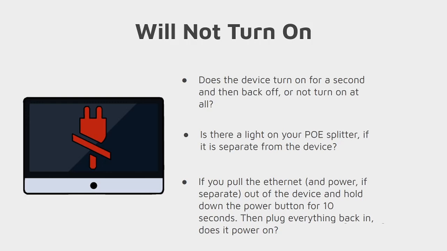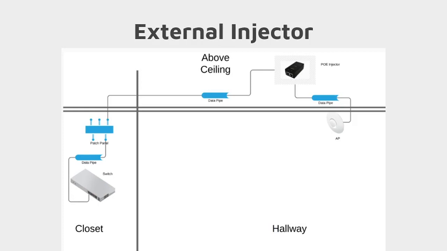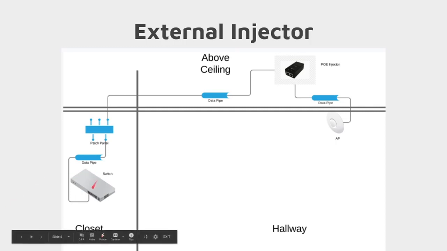Now let's take a look at how different POE systems can be laid out. Here's one basic little setup, and this is using an external injector. You can also, of course, have a POE switch to where the power is coming from the switch. But in this particular example, we're starting here at the switch with data.